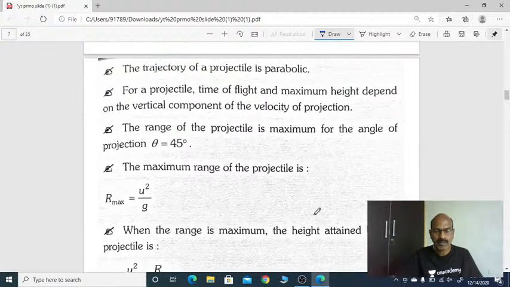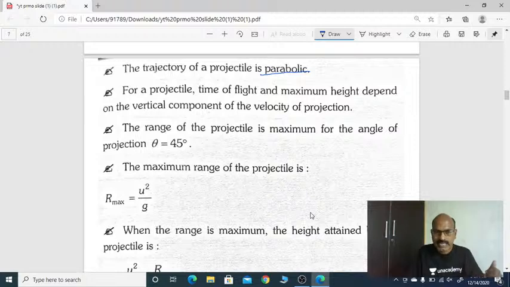Now, a few more important points you need to remember before moving into problems. The trajectory of a projectile is a parabola. For a projectile, the time of flight and maximum height depend on the vertical component. The range of the projectile is maximum when the angle of projection is 45 degree.